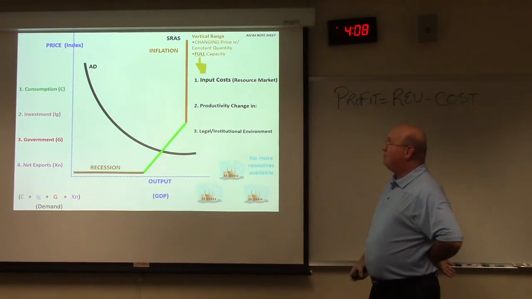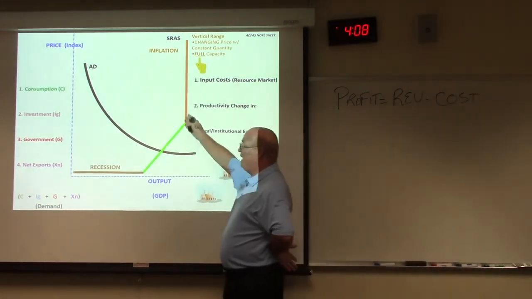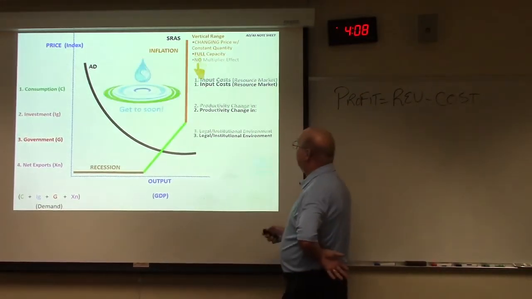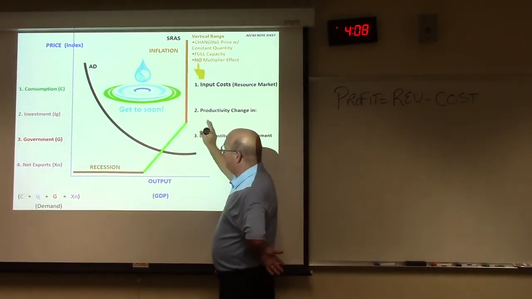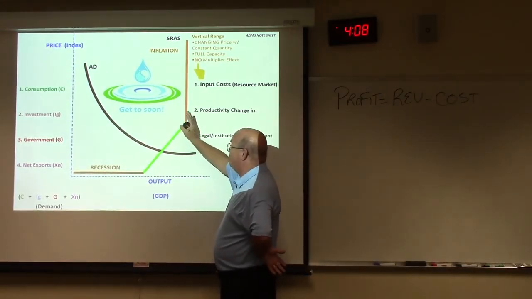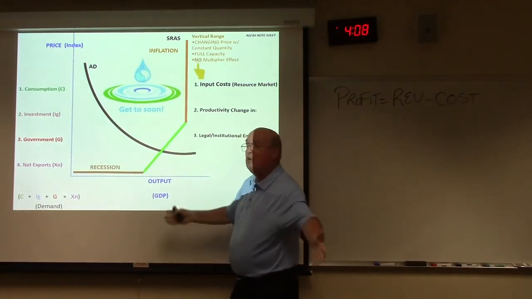Okay? We are at full capacity. We are right there at GDP. We can't produce anymore. There is no multiplier effect. We cannot try to shift this way or anything like that because we're right there. We have no place to go.